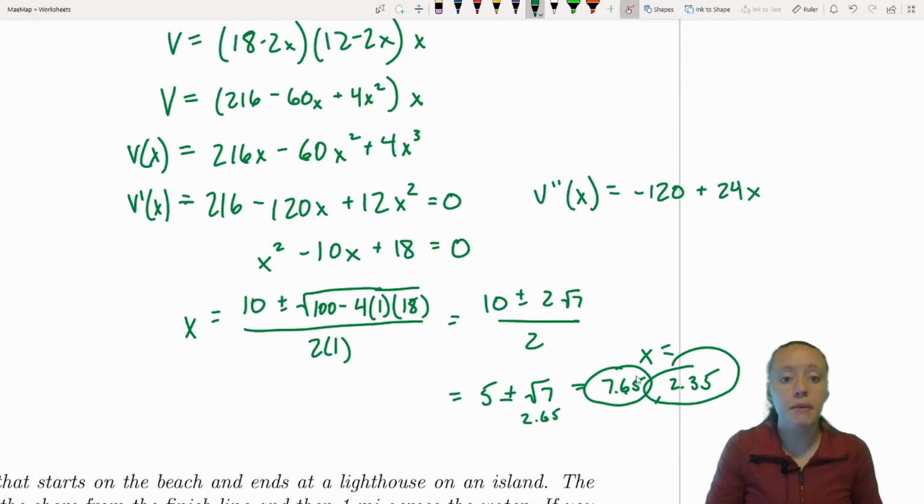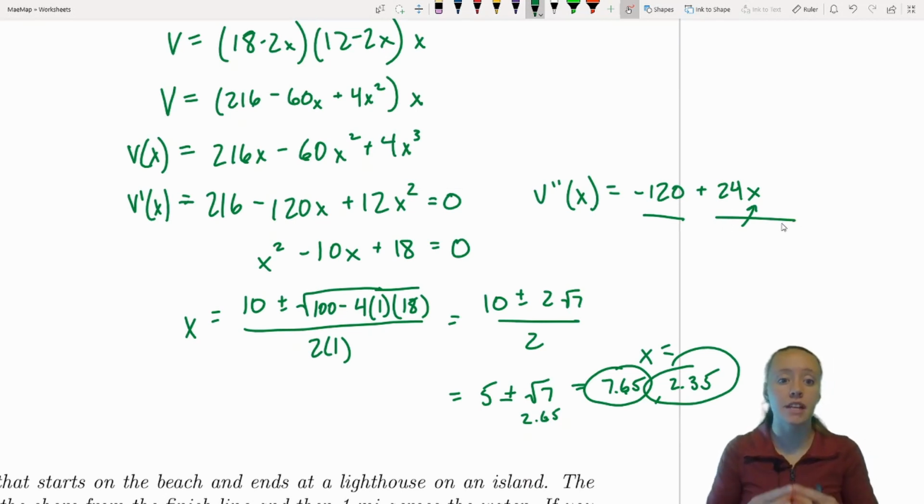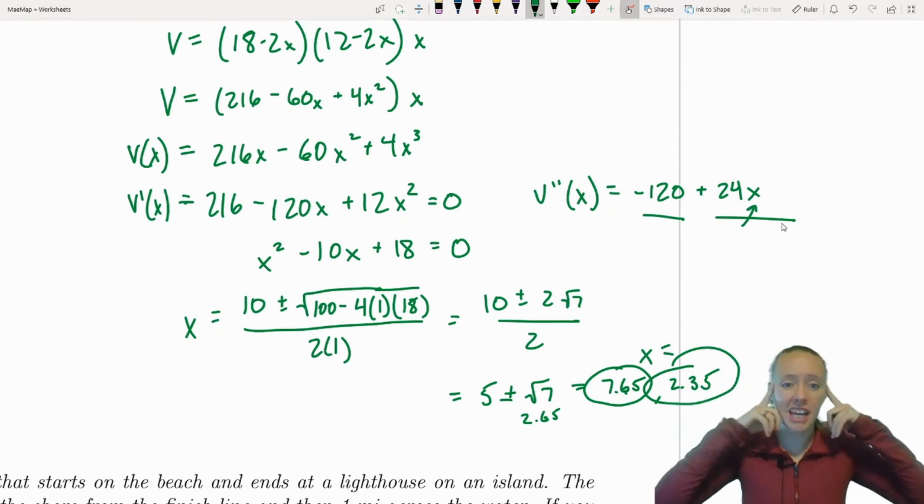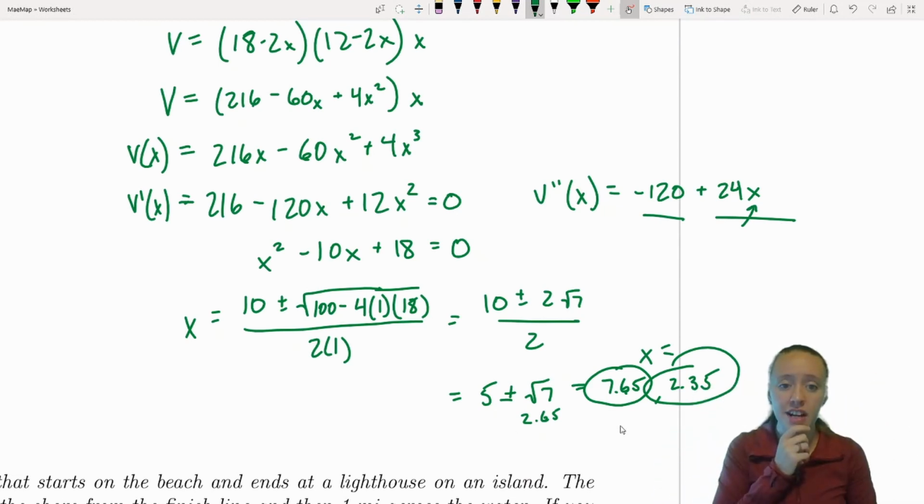So if I was to plug my x value of 7.65 in, I'm going to get a number that's roughly around 180, and negative 120 plus a positive 180 is going to give me a positive second derivative. Positive second derivative means I'm concave up, so 7.65 is actually going to be a minimum. So let's look at 2.35.